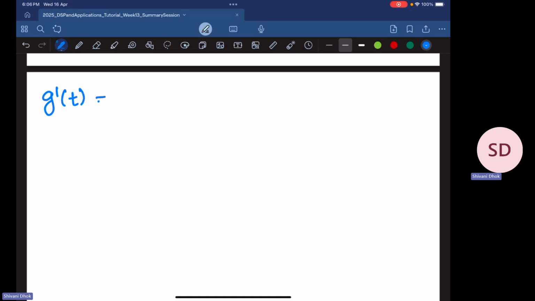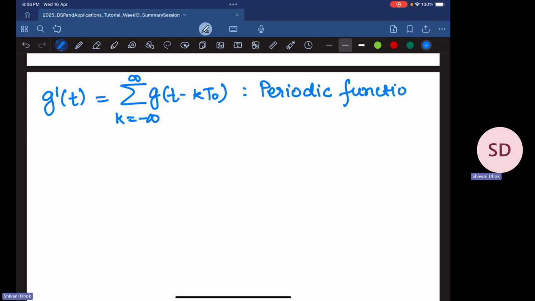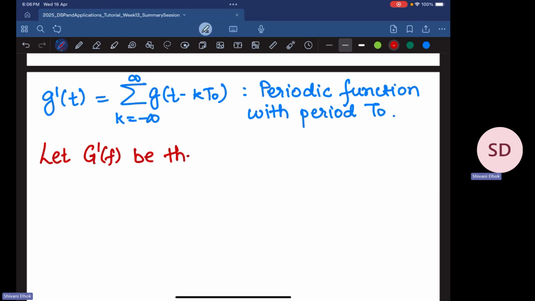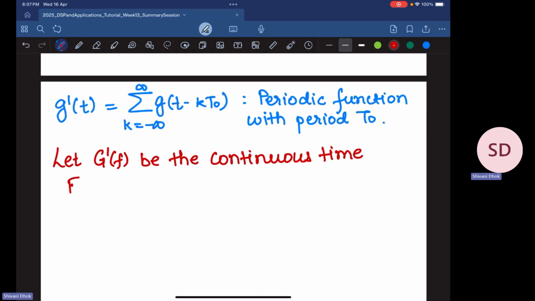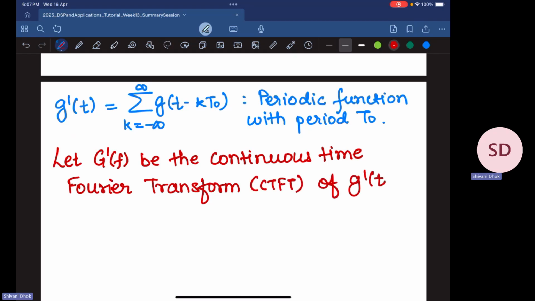So this g prime of t, which is summation k running from minus infinity to infinity, g of t minus k times t naught, is a periodic function with period t naught. Okay, and let g prime of f be the continuous time Fourier transform, or what we say CTFT, of g prime of t.